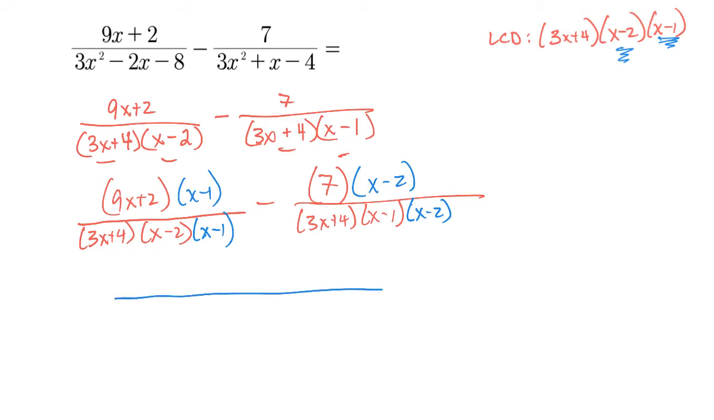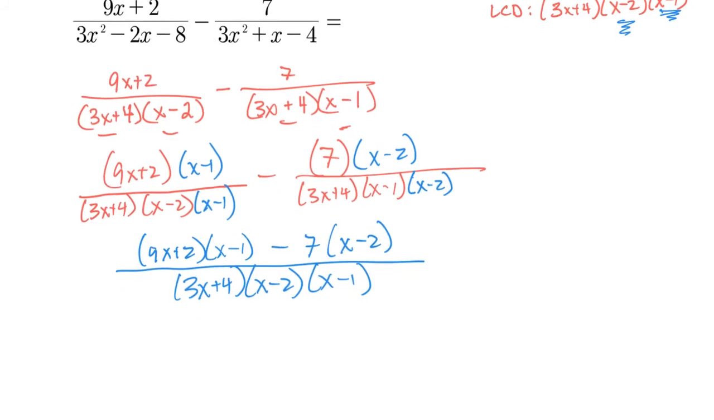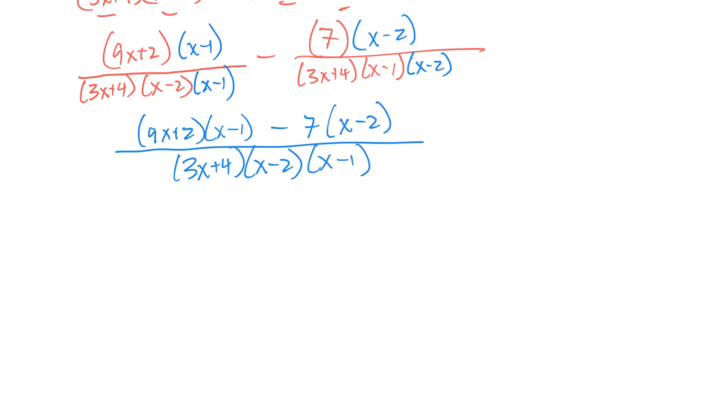Let me write it. 3x plus 4, x minus 2, x minus 1. And then on the top I have 9x plus 2. Maybe I could have done a little bit of work here, but... And then I have minus 7 times x minus 2. Do you see where we might get into trouble here with this one? It's that dirty, rotten, filthy, stinking negative.